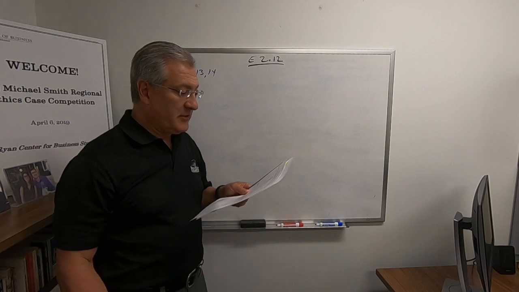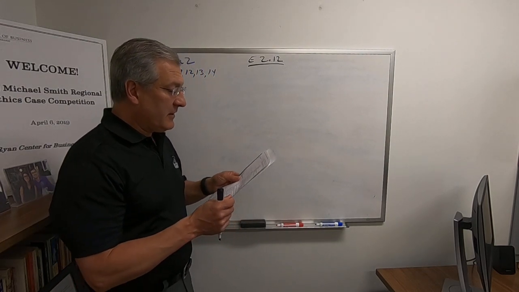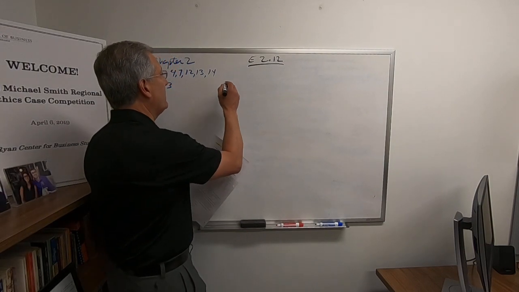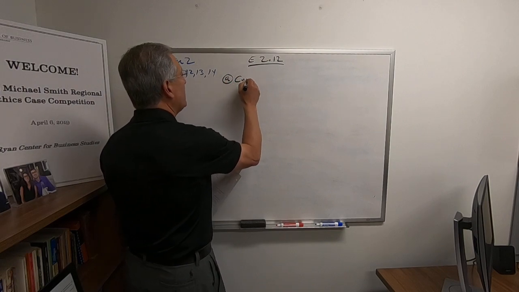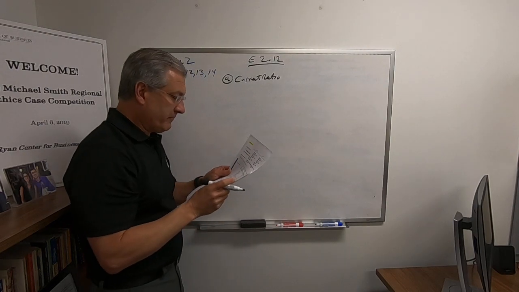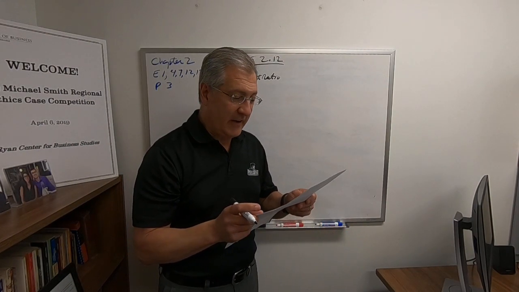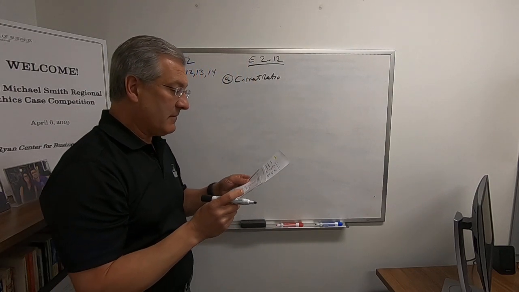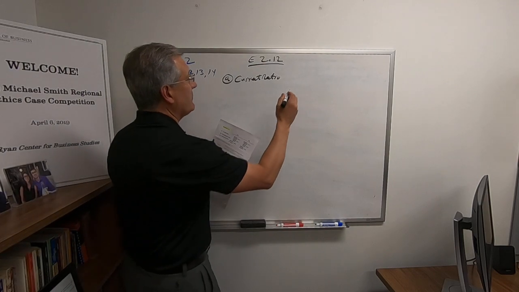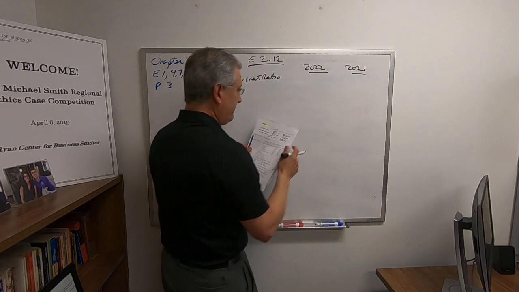And they're asking you a bunch of things here. So this is where we're going to be doing some ratios that we talked about. It says, A, calculate the current ratio for each year. So A is current ratio. And you remember what the current ratio is. That is current assets divided by current liabilities. So we have 2022, 2021.